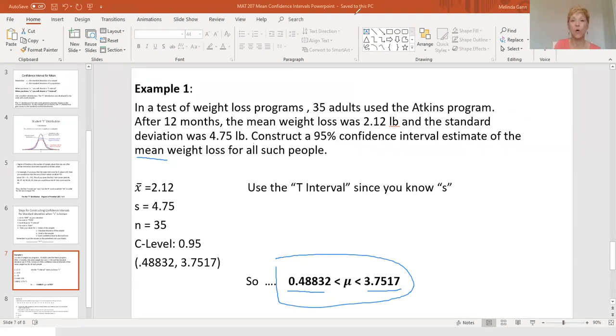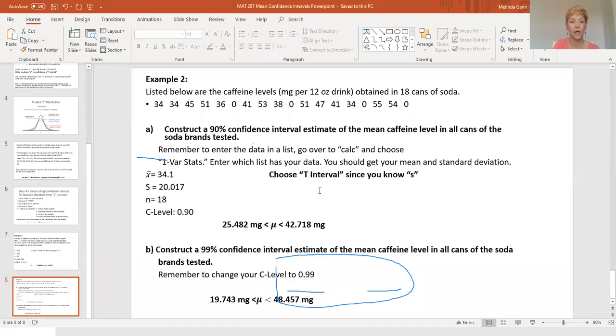Okay, so let's go work another one where you have to do just a little more work, but not much. Look at this problem. Listed below are the caffeine levels, like for a 12-ounce canned drink, obtained from 18 cans of soda. So they grabbed 18 cans of soda and found how much caffeine was in each. So the first can had 34 milligrams, another one had 45. Some of them were caffeine-free drinks. That's why there's a 0 there. So there are my 18 different caffeine levels in milligrams for a 12-ounce drink.